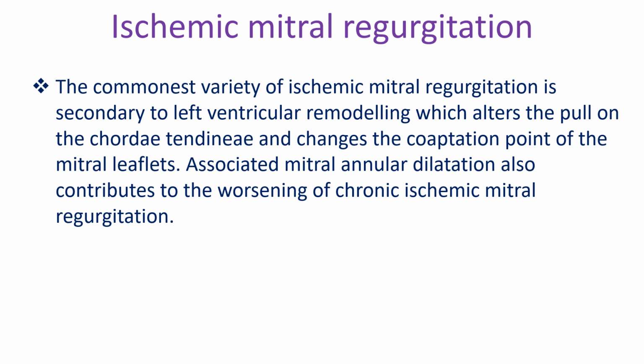The commonest variety of ischemic mitral regurgitation is secondary to left ventricular remodeling, which alters the pull on the chordae tendineae and changes the coaptation point of the mitral leaflets. Associated mitral annular dilatation also contributes to the worsening of chronic ischemic mitral regurgitation.